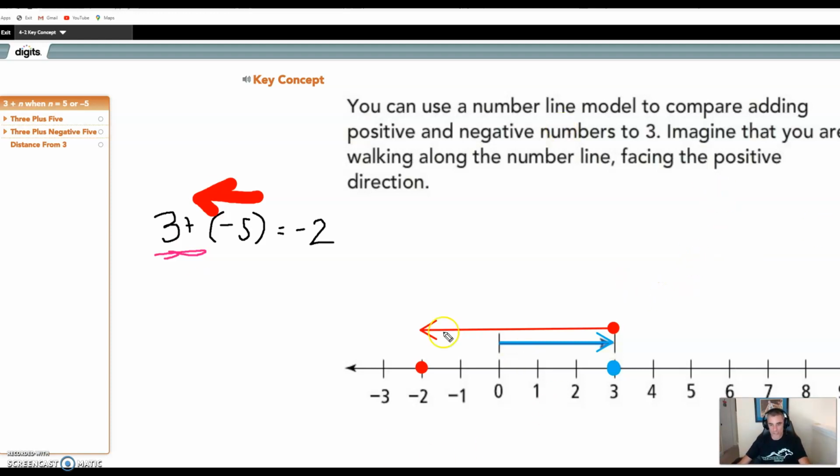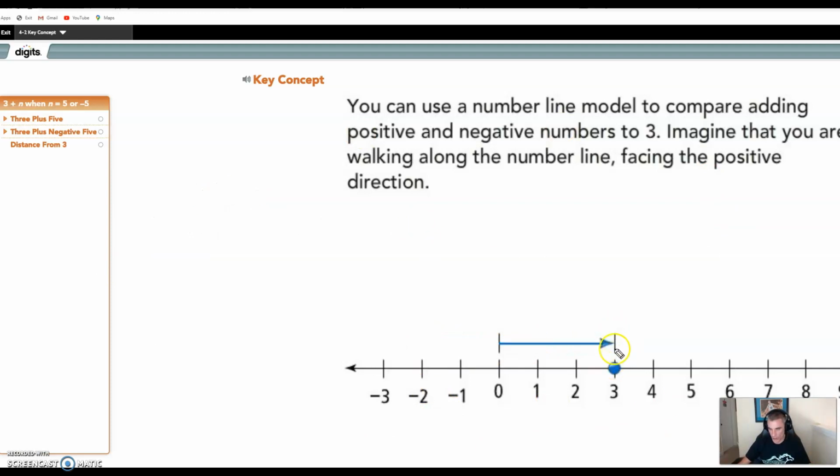So this is one type of question you're going to see on your homework assignment. Just remember that whatever your starting point is, if you're adding a positive number, then you're going to keep going in what's called the positive direction, to the right. And if you're adding a negative number, you're going to move in the negative direction, which is to the left. All right, let's take a look at the second type of question that you're going to see on your homework.